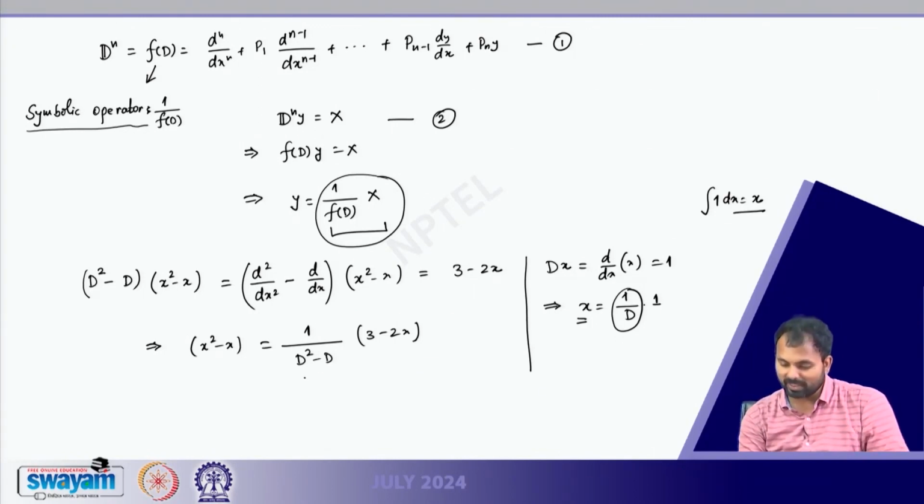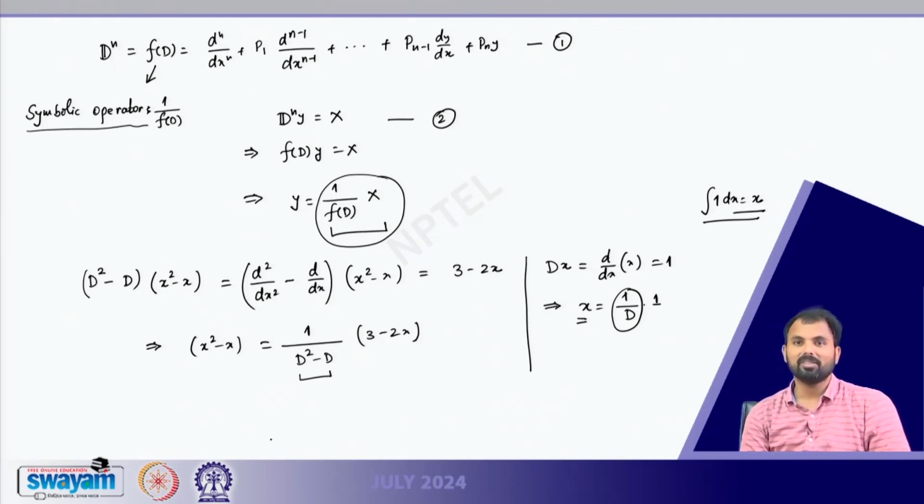So in this example, 1 by (D squared minus D) is sort of like an integral, but we don't yet know how to express it. For 1 by D it is very straightforward to write it as the integral of 1 dx, and then you get x. But for 1 by (D squared minus D), how to express this in terms of an integral is a little bit tricky.